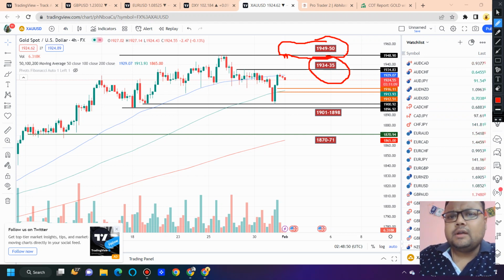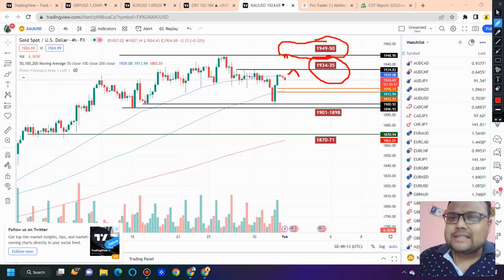If you're a day trader, and during the day you see the market reversing from the 1934-1935 level, you can take a quick sell position where you can expect a profit of 30-40 pips, not more than that. Do not expect a complete trend reversal yet, because again I'm saying that for a trend reversal we need news, and the news is coming on Thursday and Friday, not today.